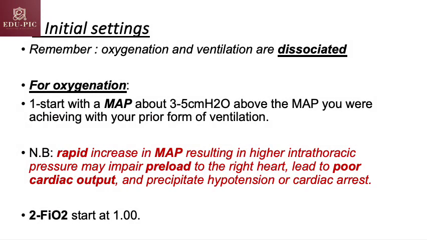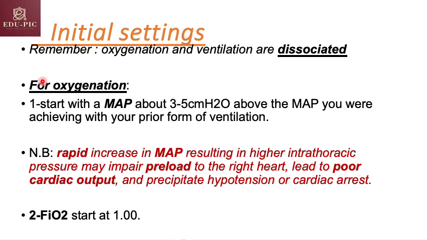Now let's start using the machine. To use the machine, we have to know the initial settings, how to set the primary settings for the machine. Remember that oxygenation and ventilation are dissociated in the high frequency oscillatory machine. You can set the oxygenation alone and the ventilation alone. Now for oxygenation, we use two things, the MAP, or mean airway pressure, and the FiO2.